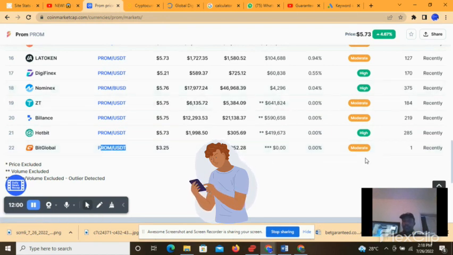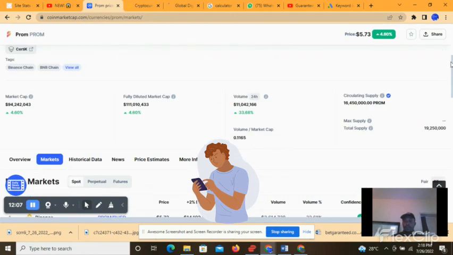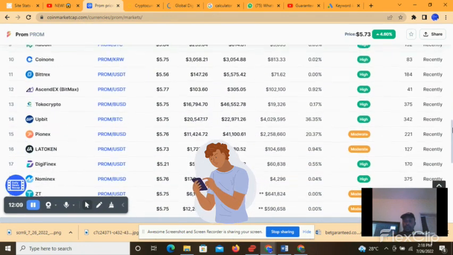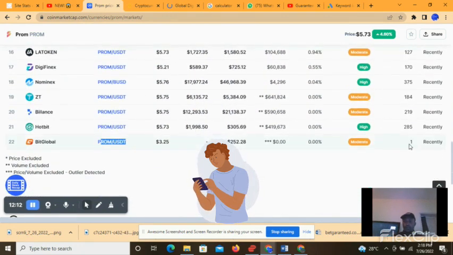Now, we can also consider the liquidity. Are we together? Liquidity is one. That means the amount of Prom currently being traded on this particular platform, Bit Global, is relatively low. So if you buy, it will be difficult for you to withdraw, exchange or trade that particular crypto. Are we together? So let us leave this one and head over to another crypto.